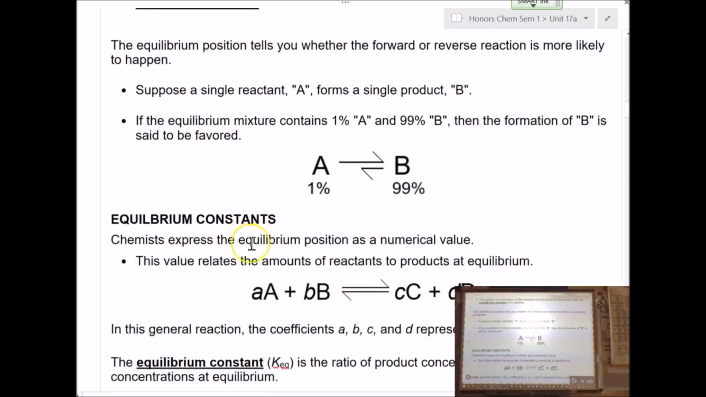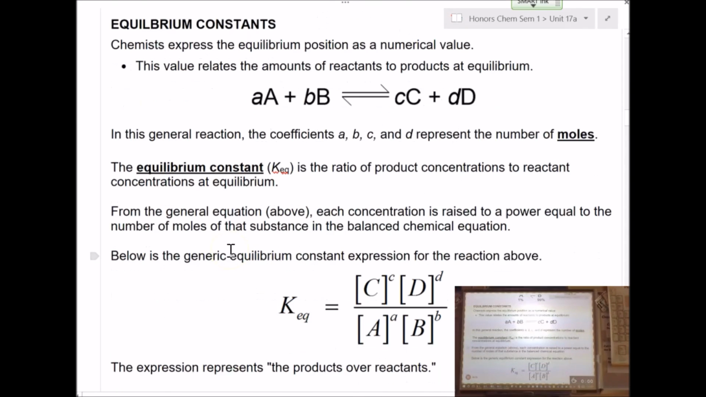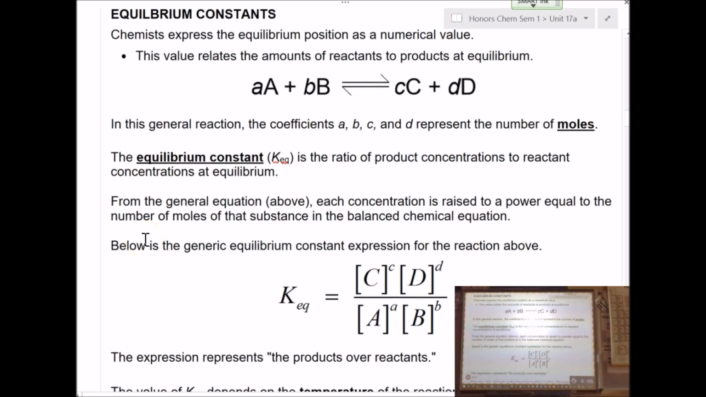Equilibrium constant. This is how your quiz is going to look. I'm going to be honest. Okay. So here is a generic equation where we have A plus B makes C and D. And these lowercase letters represent your coefficients. So the balanced equation. And the coefficients act like an exponent when you plug it into your expression there.